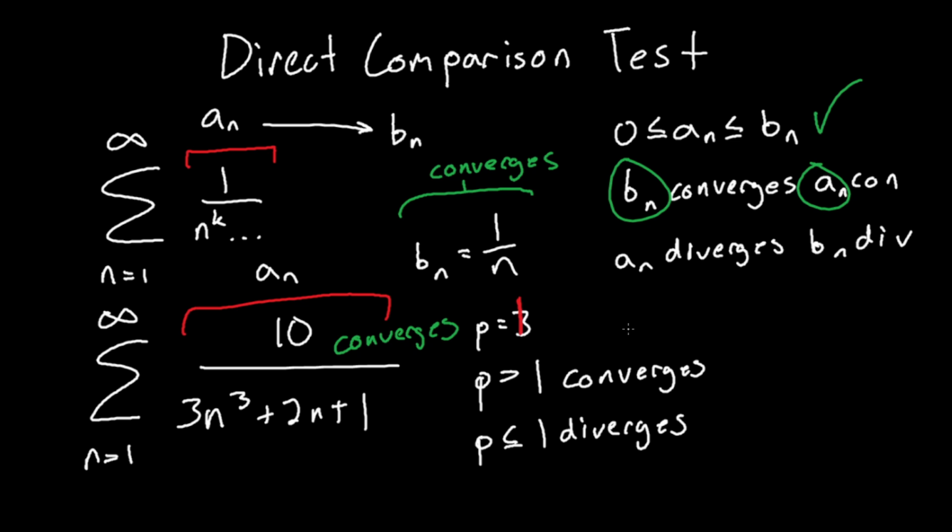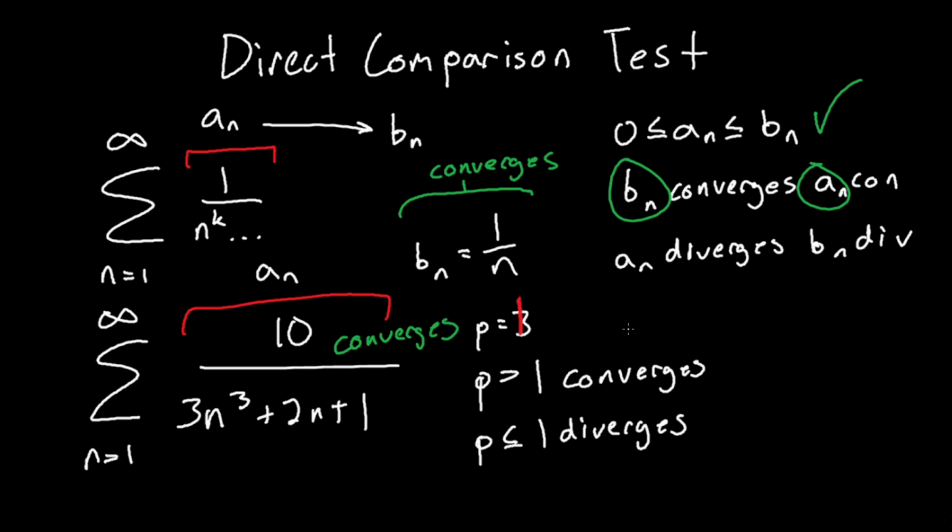And this is inconclusive, all right? You need to use a different test, likely the limit comparison test. But keep that in mind, okay? If b of n diverges, it doesn't say anything about a of n. This is an important thing to remember. It can mess up a lot of students, and maybe your professor might put that as a trick question on your exam.